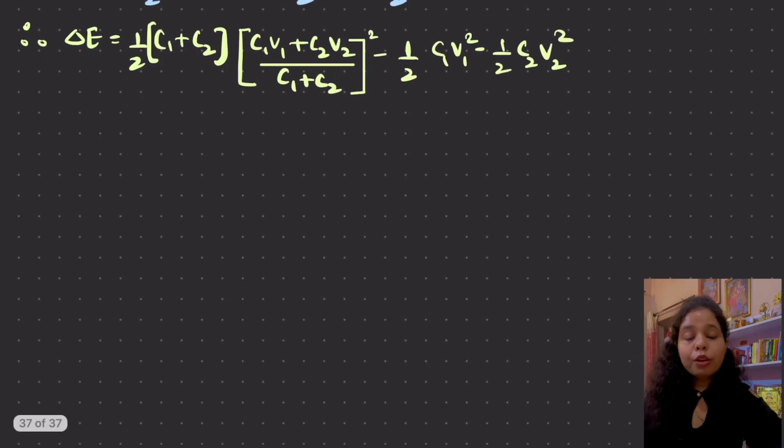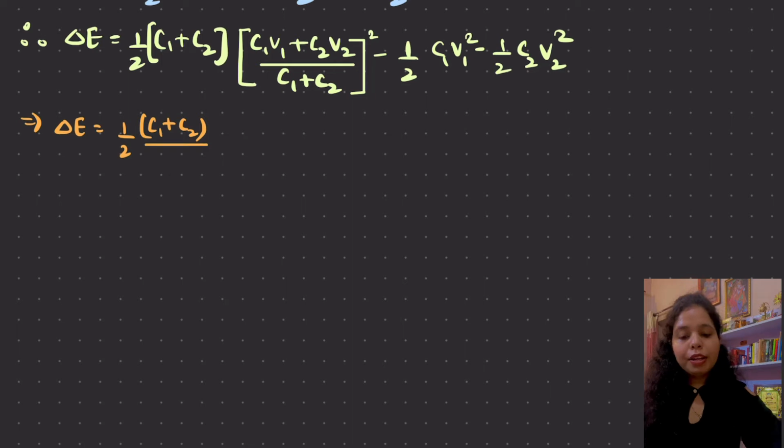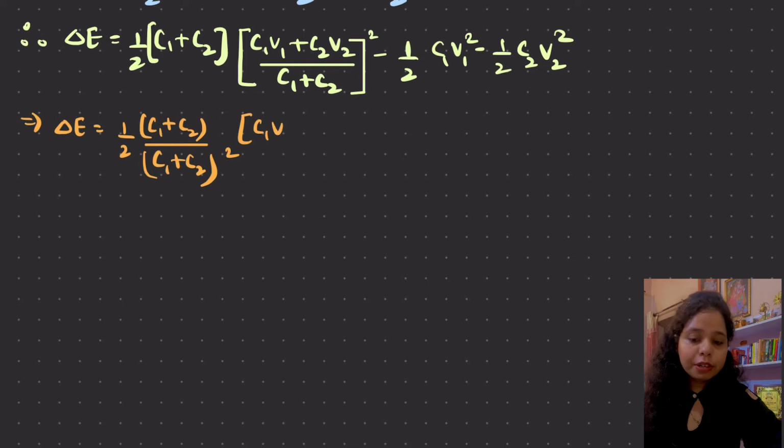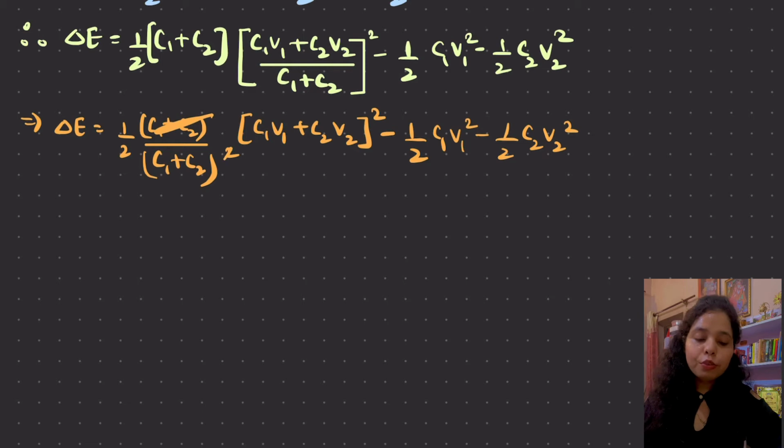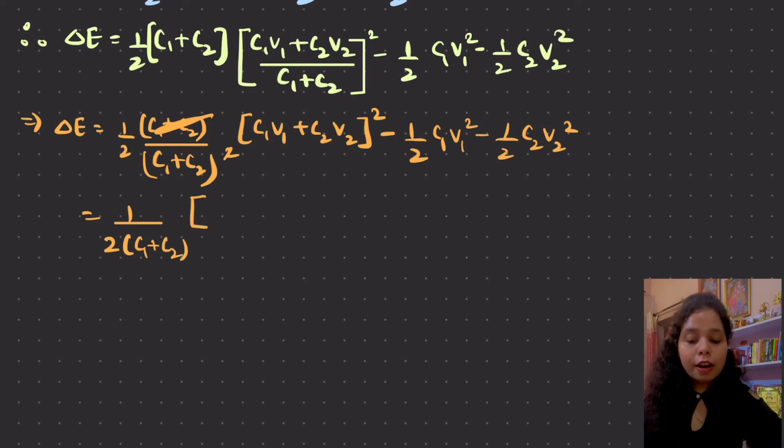Now we are going to solve this equation further. We have the change in energy delta E equal to half C1 plus C2 divided by C1 plus C2 whole square, because I have just separated the denominator and written C1 V1 plus C2 V2 whole square. This is just a separation, minus half C1 V1 square minus half C2 V2 square, and we have cancelled one C1 plus C2 with the denominator. So we are left with the first term, that is half C1 plus C2, and we have C1 V1 square.